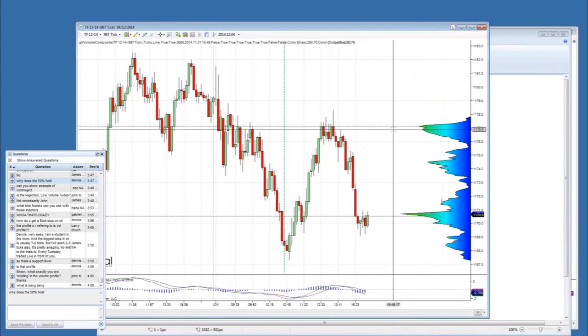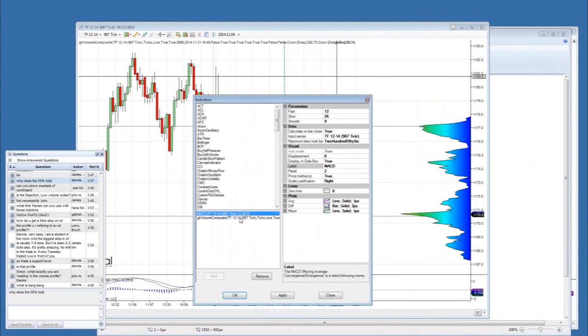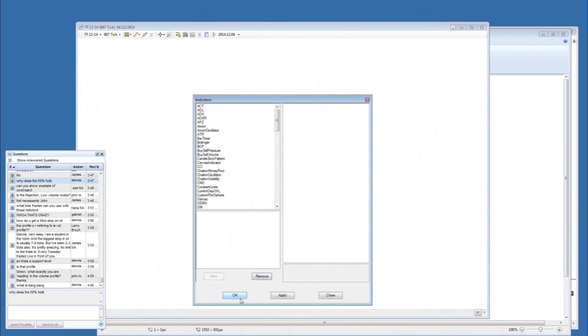Let me remove some of the indicators here. Let me remove the MACD. Okay, now we have a blank chart.